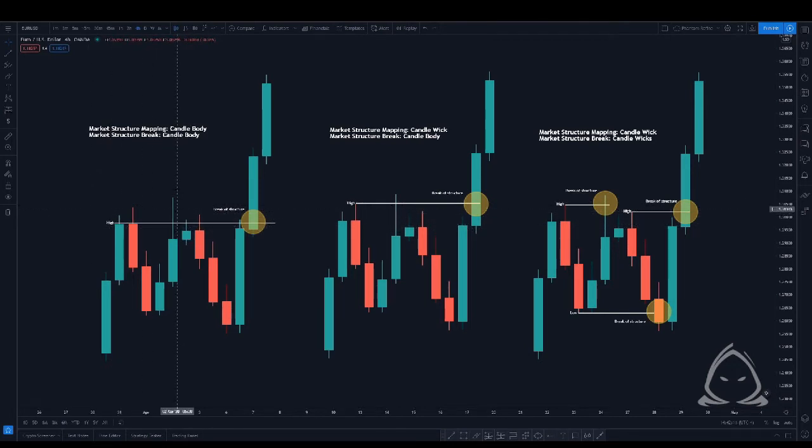We can see that price spiked above this high, so anyone that would have sold here would likely have their stop losses above this candle. It took that liquidity, which then moved price down lower. It took the liquidity of this low and then continued to the upside. And our break of structure would be denoted right here, once this candle breaks and closes above this high. Now if we look at the second example, we're going to be identifying and mapping out structure using candle wicks, and we'll be identifying the market structure breaks with candle bodies.